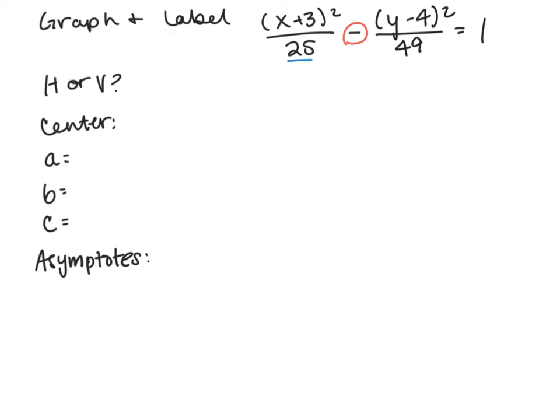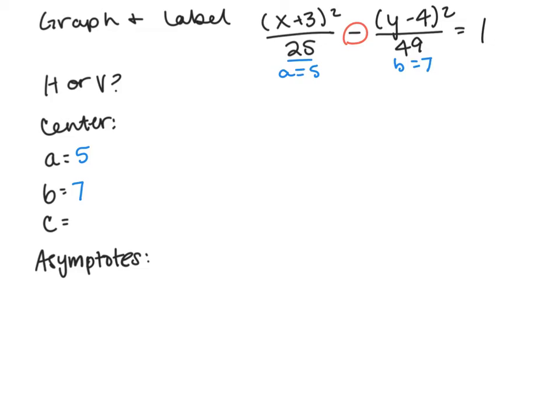fraction is always your a value. So for ellipses, a is the bigger value. For hyperbolas, a is always the first value. So in this case, a will equal 5, b will equal 7. So a comes from the first fraction, b comes from the second fraction.